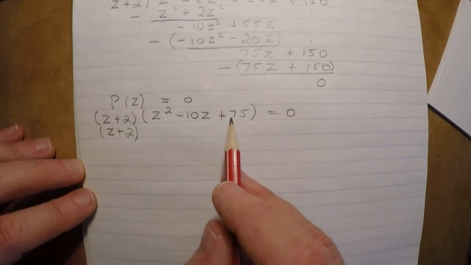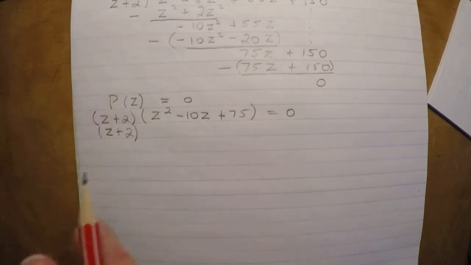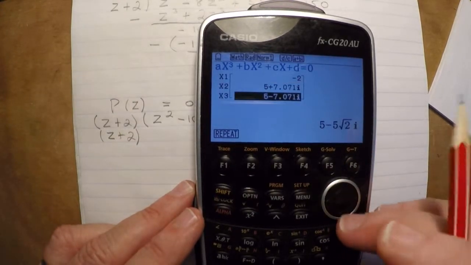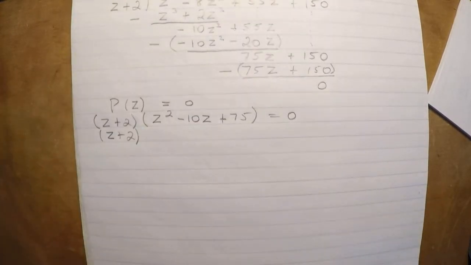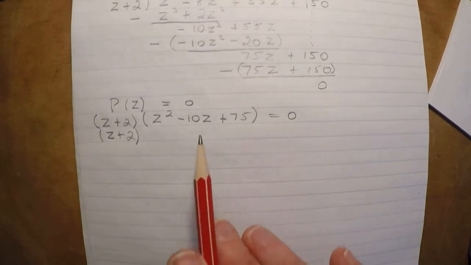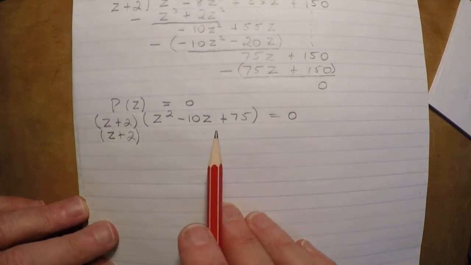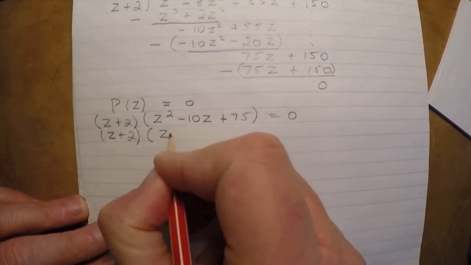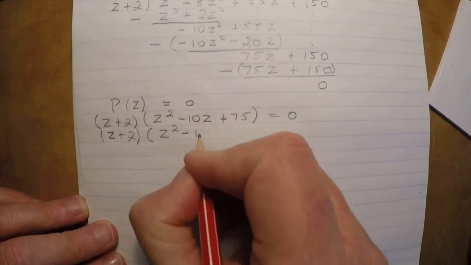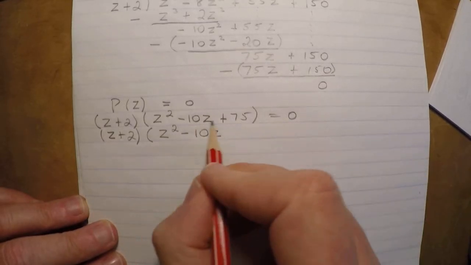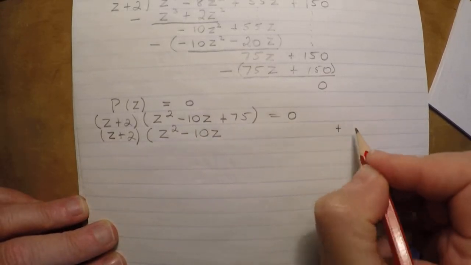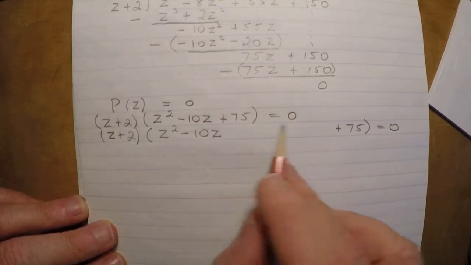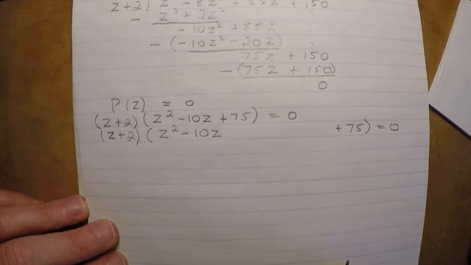I could keep trying a few more, but I realise from my earlier work on the calculator that the second and third roots were complex numbers. I'm not going to find simple real number combinations here, so there's really no point bothering to think of them. I will, in fact, have to use the completing the square technique. So the plus 75 is just going to move out of the way. It's still there and it's still equal to 0. And I'm going to do a little bit of things in here to complete the square.